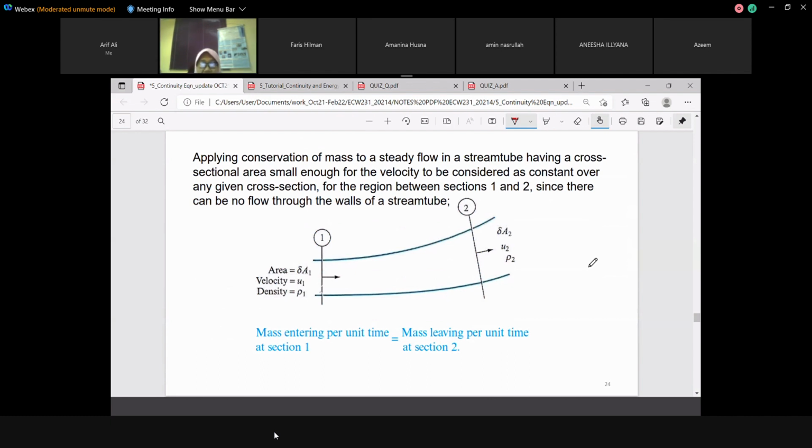Okay, let's see based on this stream tube. So you have the stream tube that moves from point 1 to point 2, and then we have the conservation of mass on the steady flow of fluid. So you can see here they have their own area. We have area 1, change of area 1, and then for point 2 we have their own area 2. So maybe you can see from the picture, the area is getting bigger.